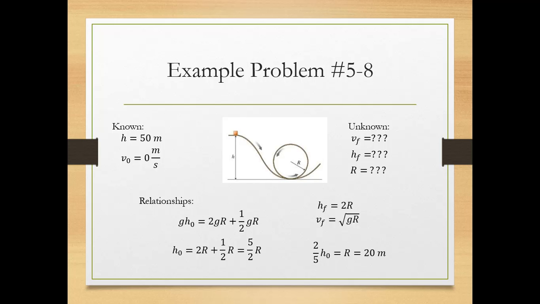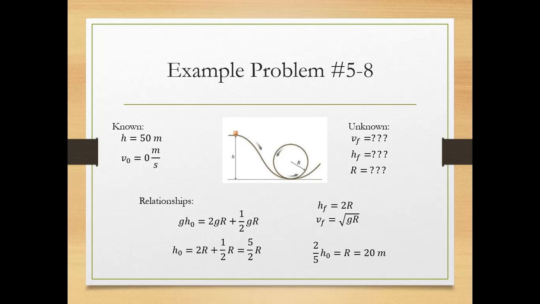So the radius of your loop can only be 40%, or 2/5, of your initial height, which is 20 meters. What that means is the maximum height you can get to is really twice that, or 40 meters, or 80% of your original height.